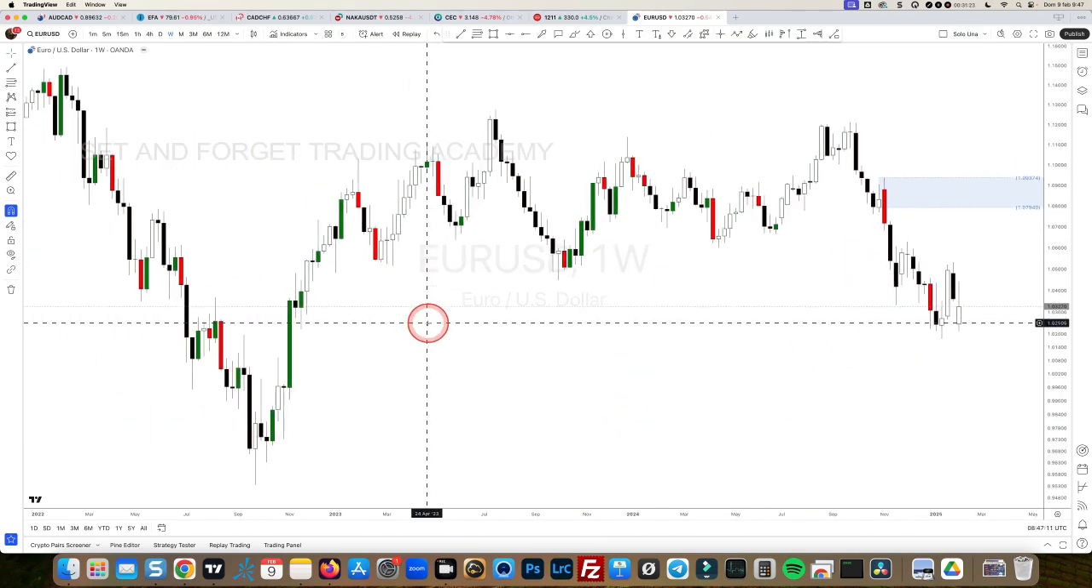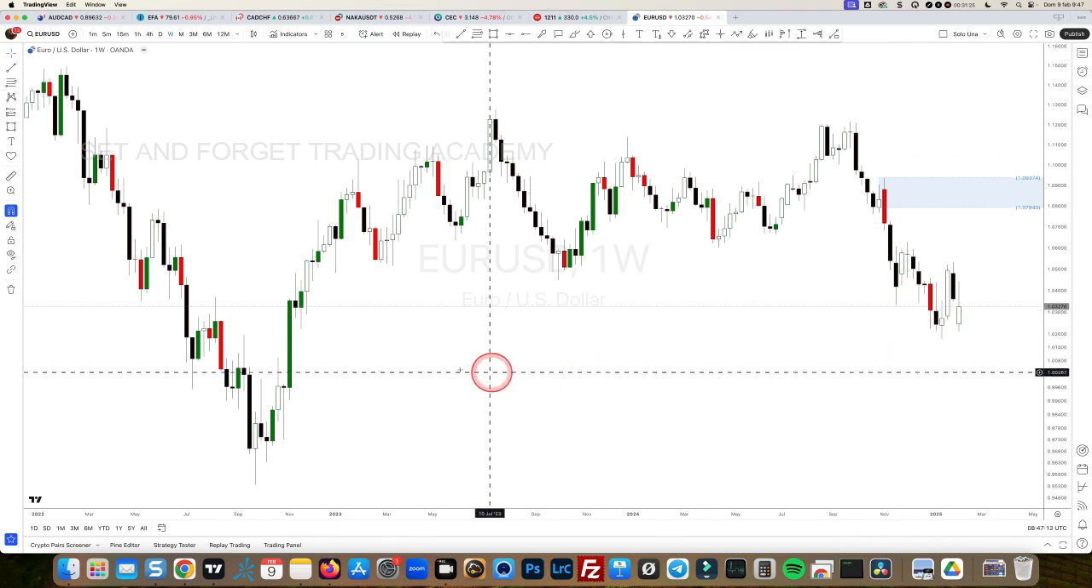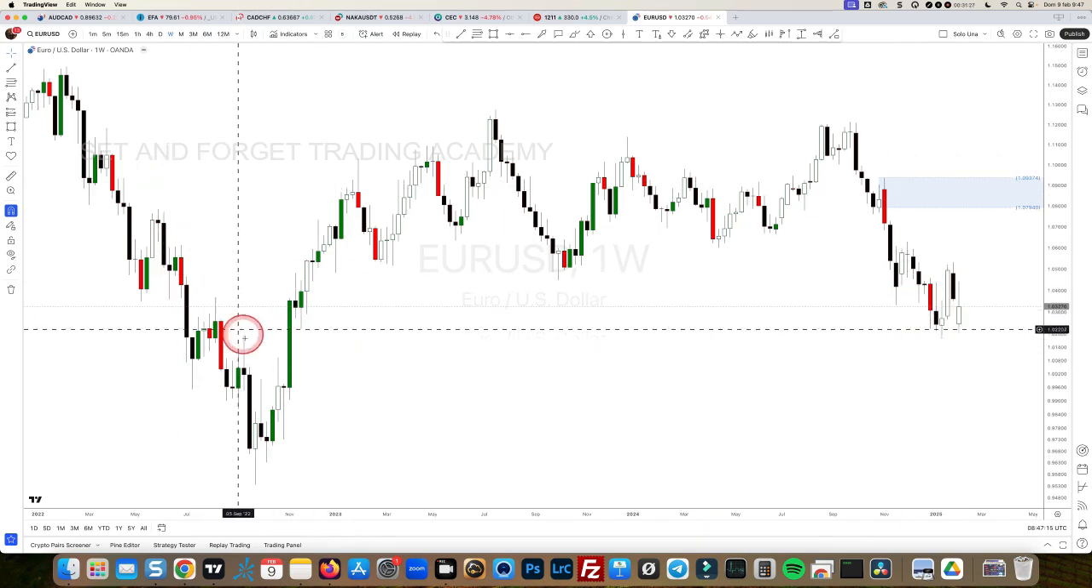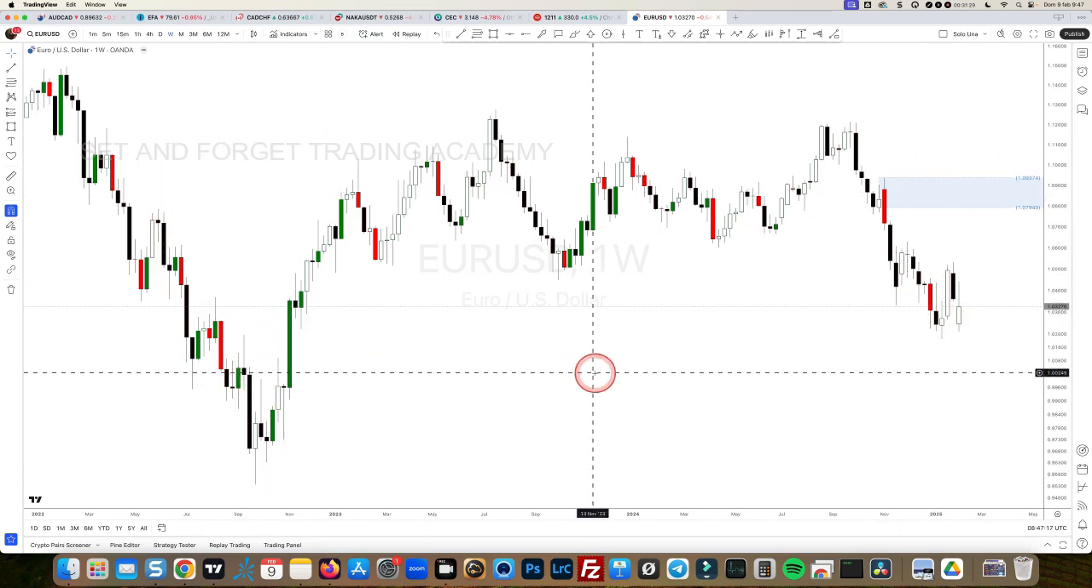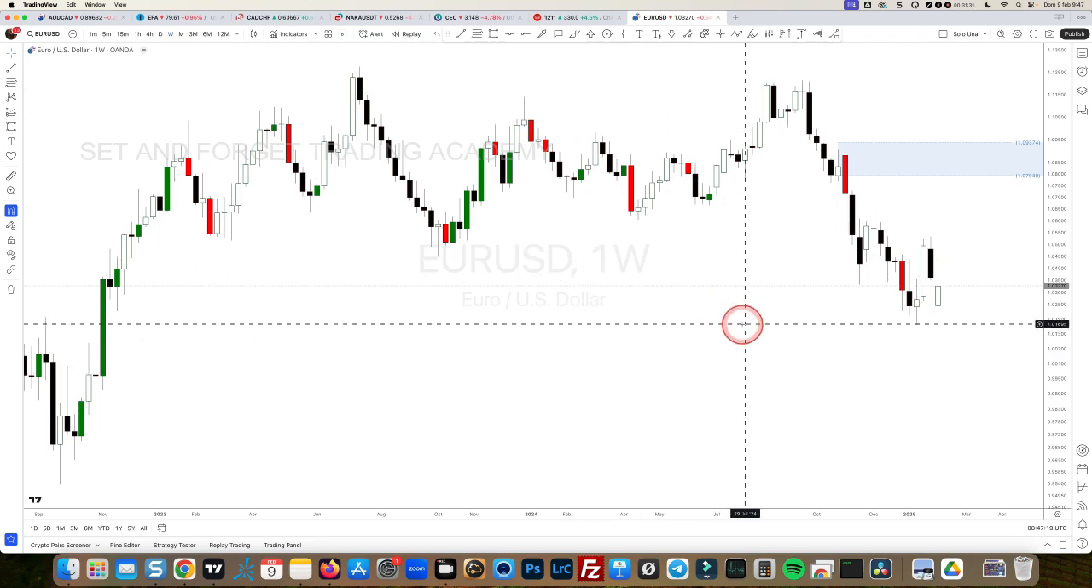So where is the closest area of demand? We would have to do the same thing over there, okay? But we're going to continue doing the chain analysis in another time frame, in another asset, because we've had enough with the euro dollar, okay?